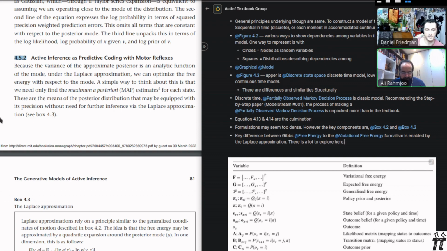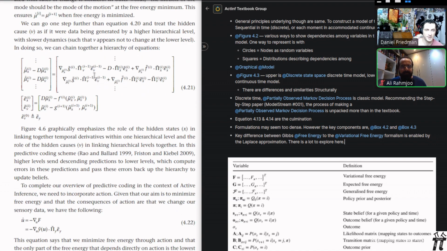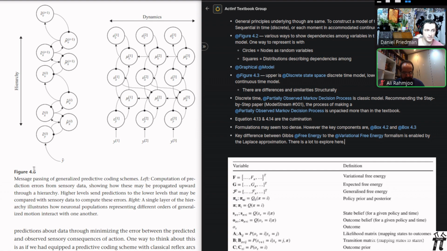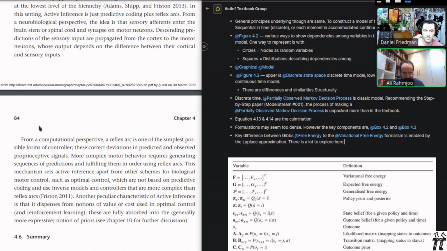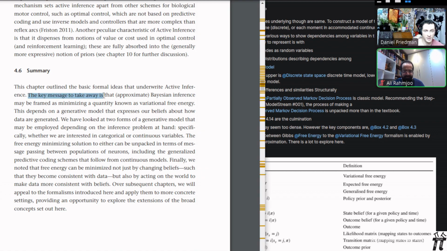Sounds good. Box 4.3, Laplace approximation, equations, another message passing representation, and a summary. The key message to take away is that approximate Bayesian inference may be framed as minimizing a quantity known as variational free energy. This depends on a generative model that expresses our belief about how data are generated. Anything else you want to add?